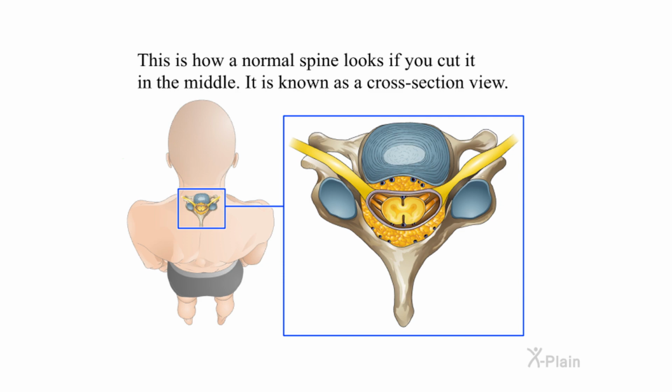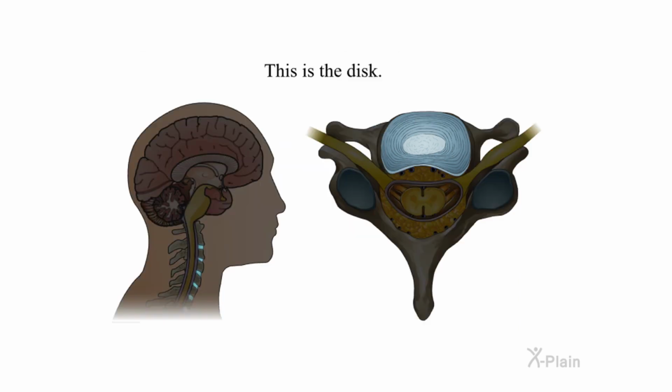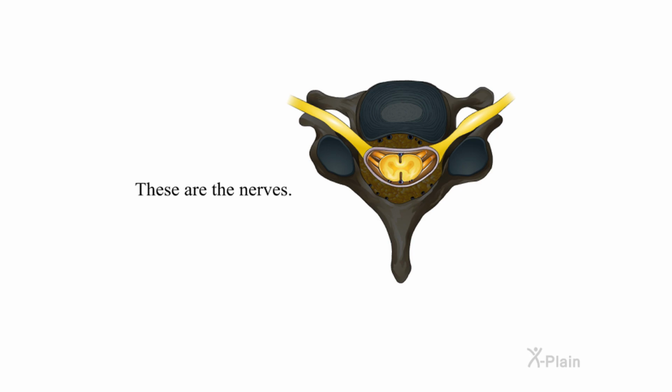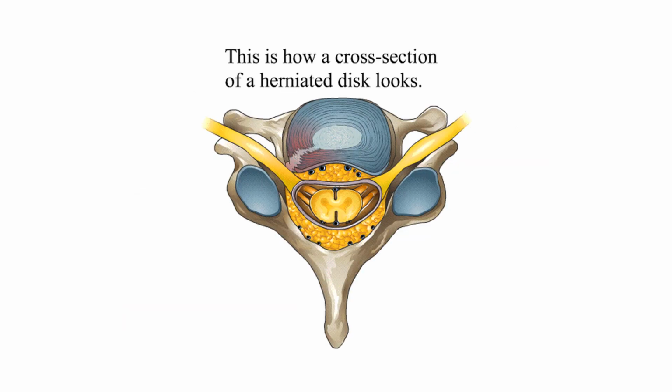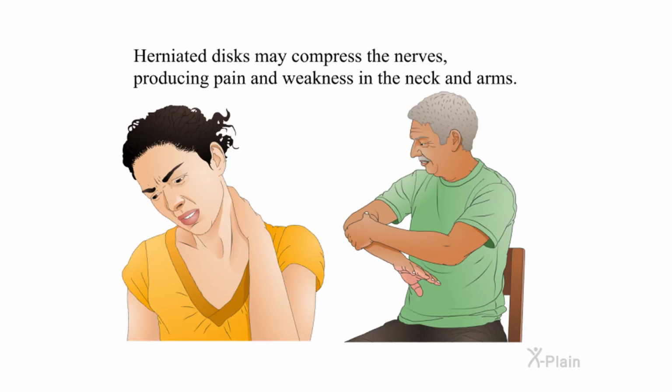This is how a normal spine looks if you cut it in the middle. It is known as a cross-section view. This is the disc. These are the nerves. This is the vertebra. This is how a cross-section of a herniated disc looks. Herniated discs may compress the nerves, producing pain and weakness in the neck and arms.